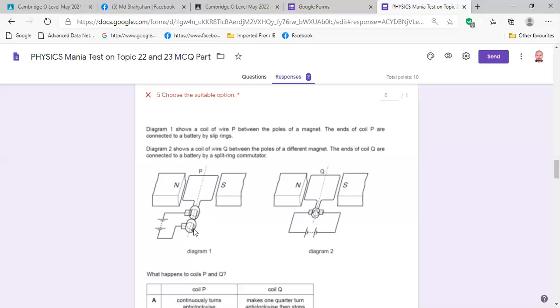Sir, if I do it with my left hand, then my thumb will be up. And if I do it with my right hand, then the thumb will be down. Look, is it really like that? I'm talking about the left side of the coil.